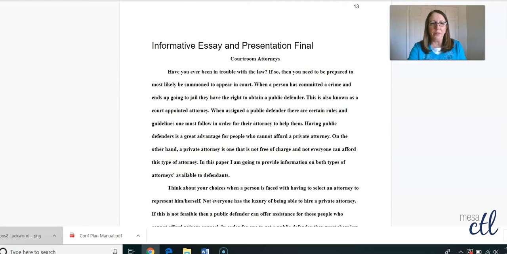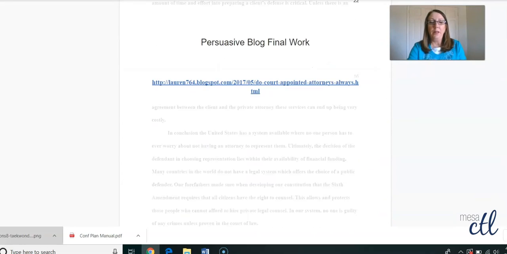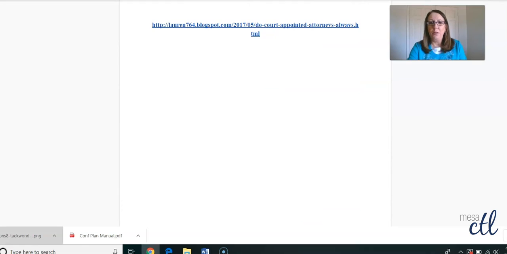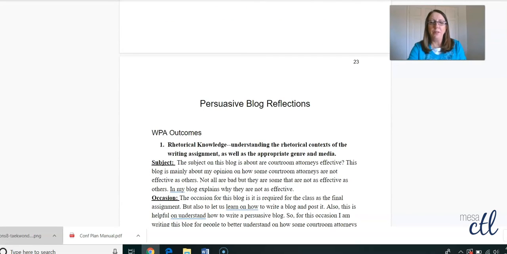And then this was the second assignment, an informative essay and presentation. Here she's planning on being an attorney, so she wrote about courtroom attorneys. And then here was her final work. It was a blog. She did an argument about court-appointed attorneys versus attorneys that you can actually pay, and the difference between the two as far as efficacy and so forth.